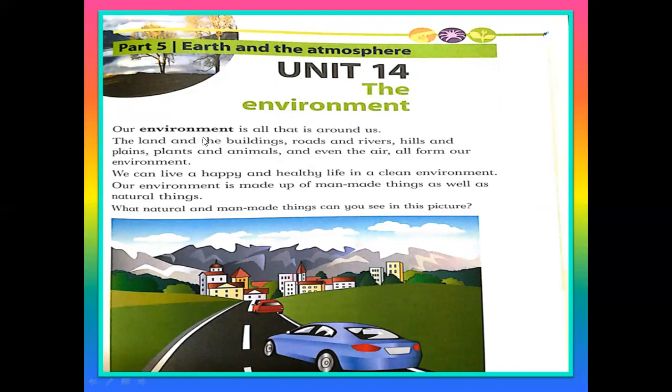The environment. Our environment is all that is around us. The land and the buildings, roads and rivers, hills and plains, plants and animals, and even the air, all form our environment. We can live a happy and healthy life in a clean environment. Our environment is made up of man-made things as well as natural things. What natural and man-made things can you see in this picture?